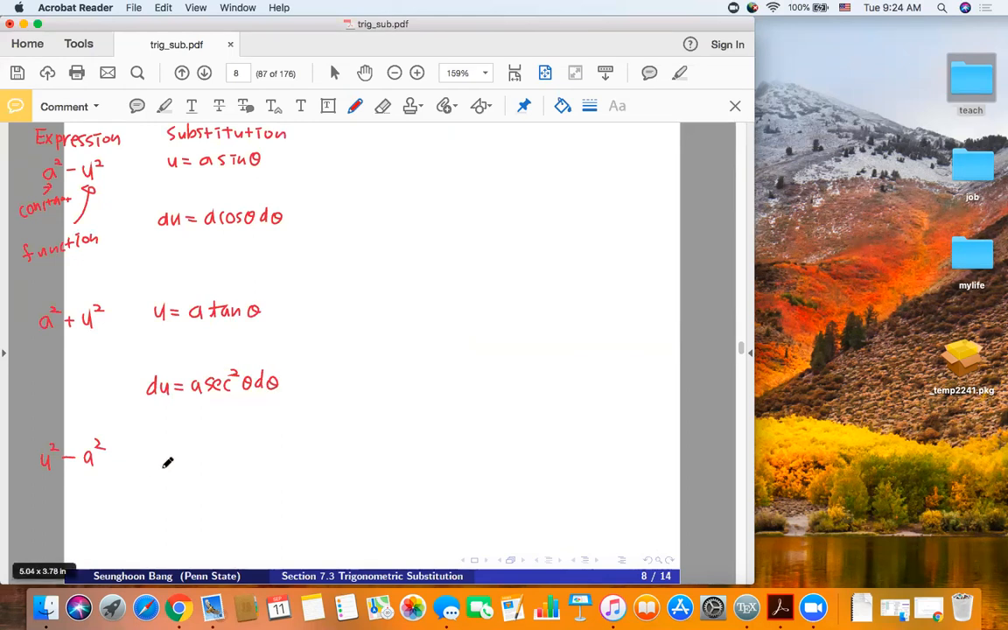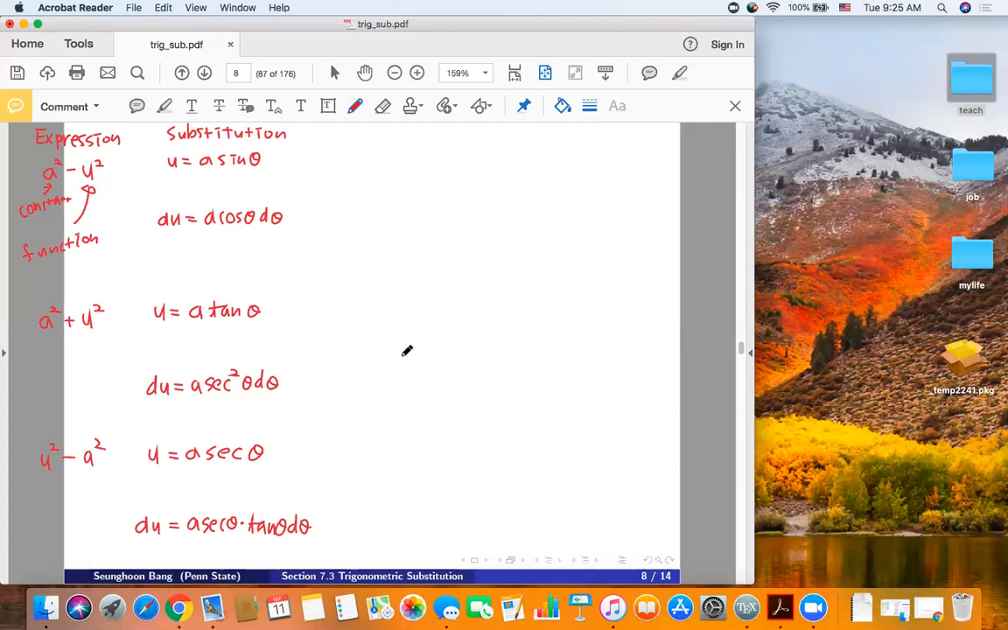The last one, u squared minus a squared. In this case u equals a times secant theta. The du is a times the derivative of secant, which is secant theta times tan theta d theta. So we have this one.